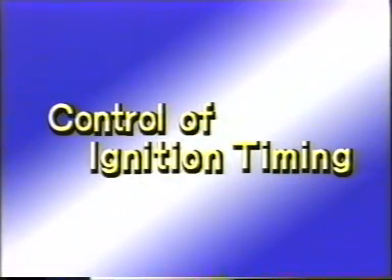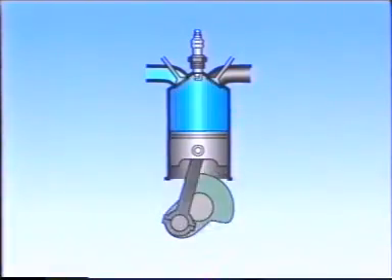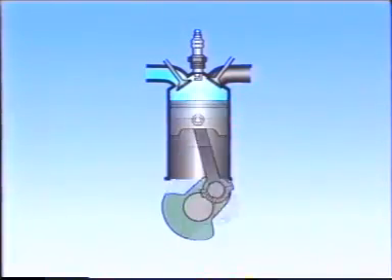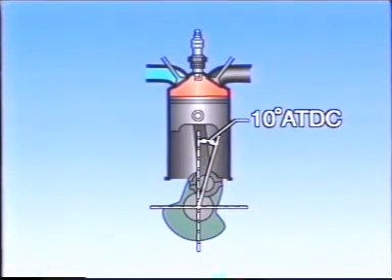Next, let's take a look at the method used to obtain optimal ignition timing. In general, a gasoline engine achieves maximum efficiency if the combustion pressure in the cylinder reaches maximum when the crank angle is about 10 degrees past top dead center. This means that ignition should be timed accordingly.